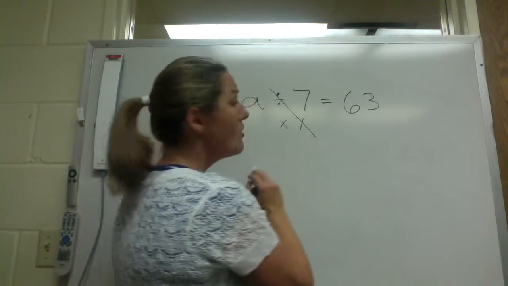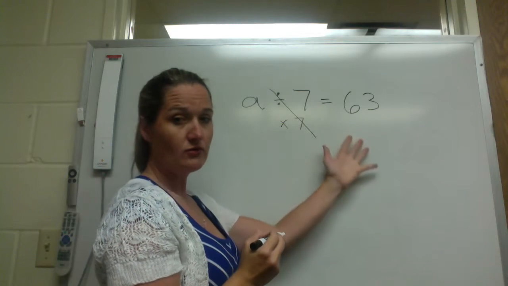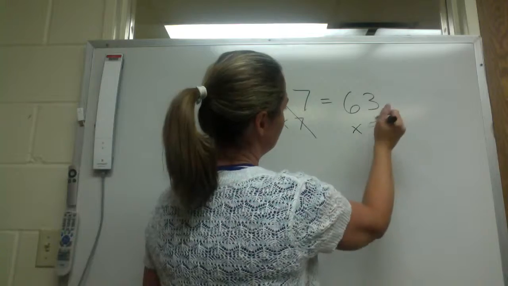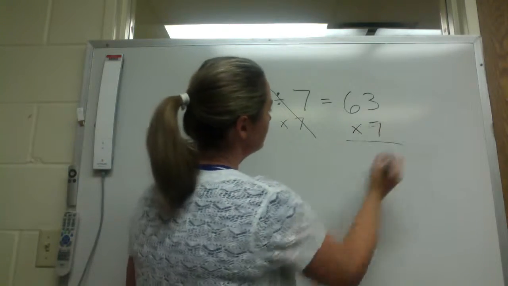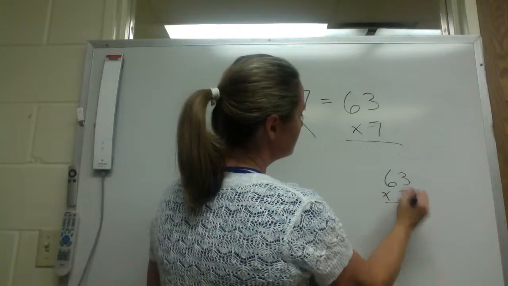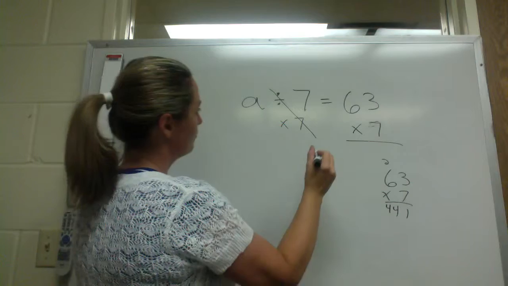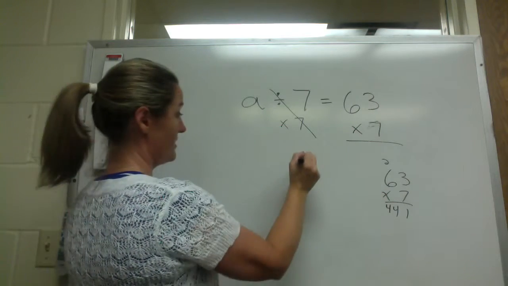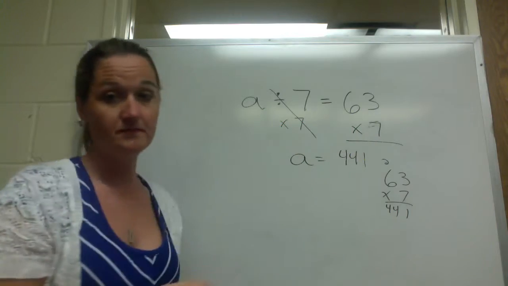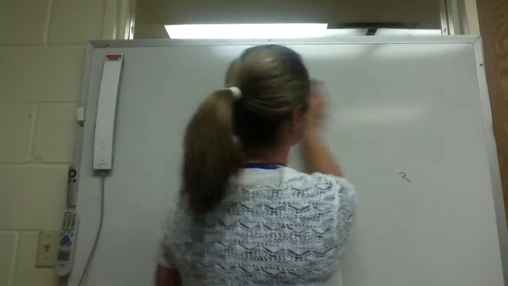So, golden rule of algebra, if I do something to this side of the equation, what do I have to do over here? The exact same thing. 63 times 7. So 63 times 7, 42, 44, 441. So my a, in this case, is 441. All right, well, let's do one more.